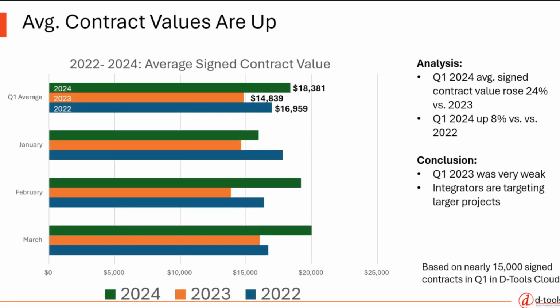All right, these are the contracts. So I put this one in bar format again, but you can look at the top one there, the Q1 average. 18,381 was the average signed contract in Q1, up significantly, 24% from 2023 and up 8% from 2022.